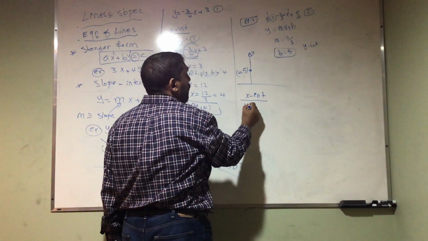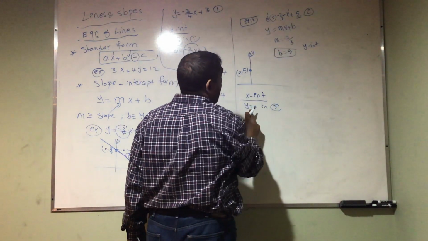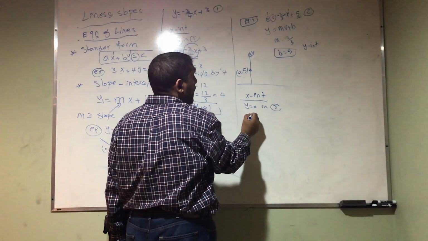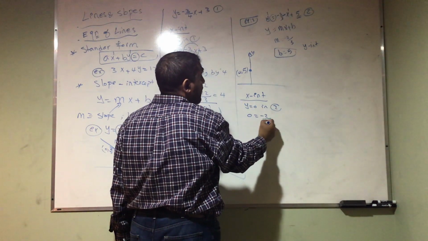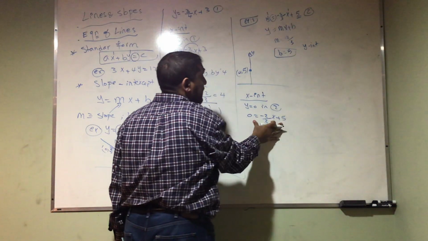So I have to put y equals 0 in equation 2, in the equation of the line. If I put y equals 0, you get negative 2/3 x plus 5. I replace y by 0. I write the equation.